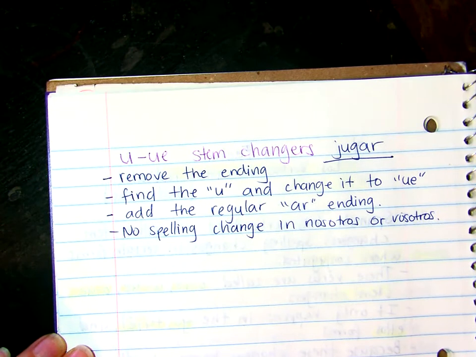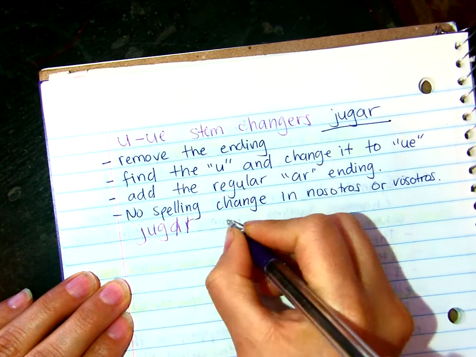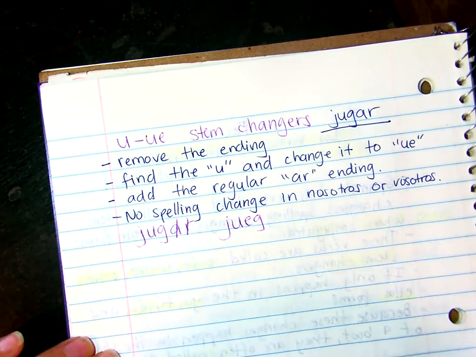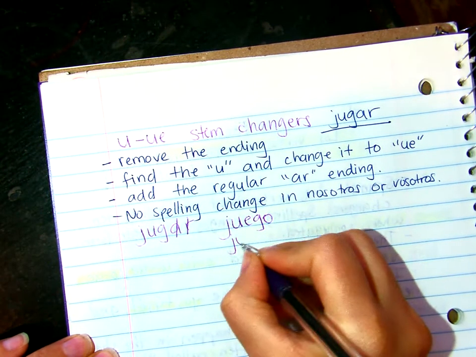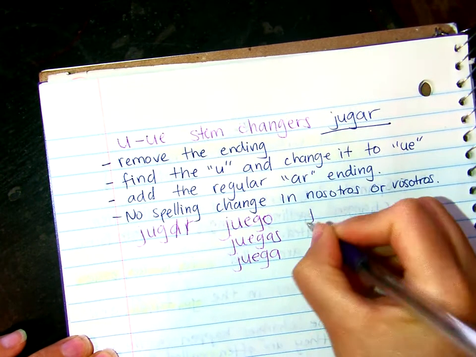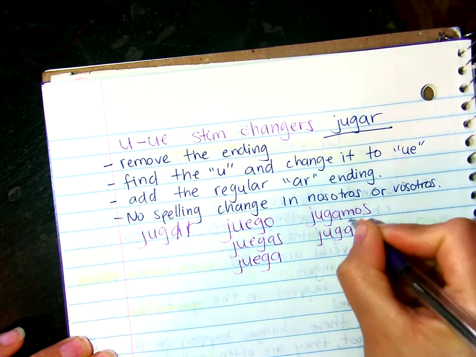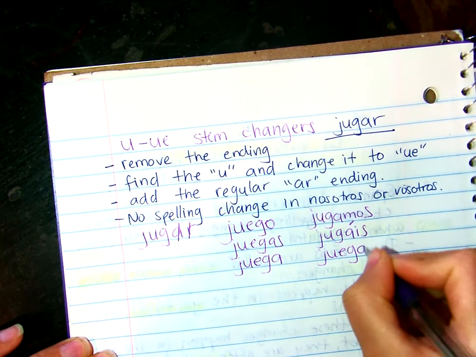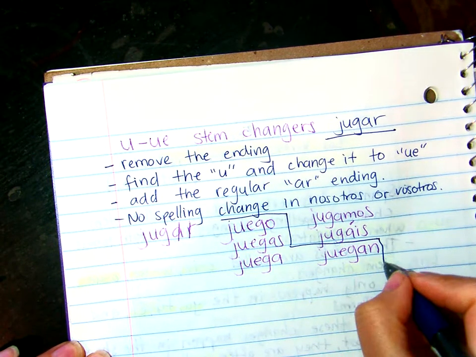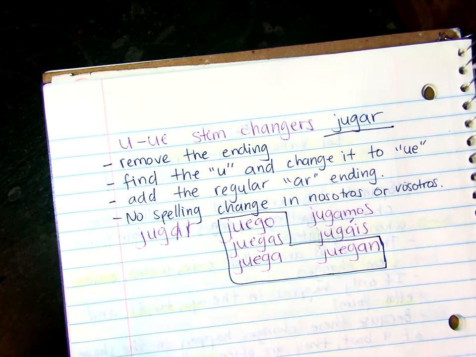Okay, well, let's see how that conjugation looks like. So we have jugar. First thing, we drop the ending. We find this U, we change it to a UE. That's our stem. So I play, yo juego. You play, juegas. He plays, él juega. Nosotros jugamos. Vosotros jugáis. Y ellos y ellas juegan. ¿Sí? Bien. So that's what you do with jugar.